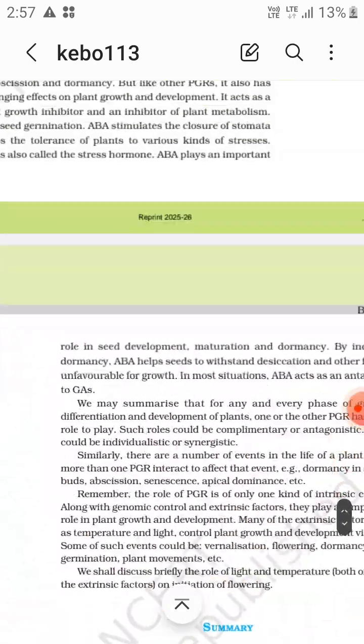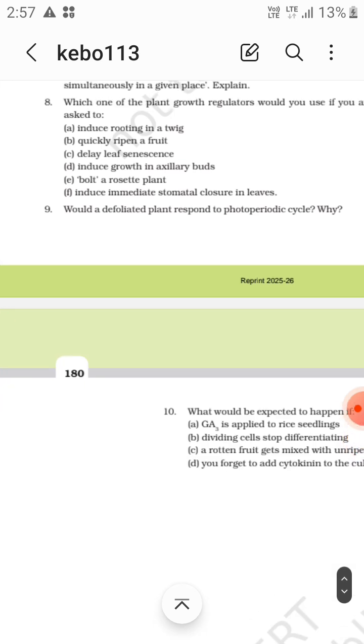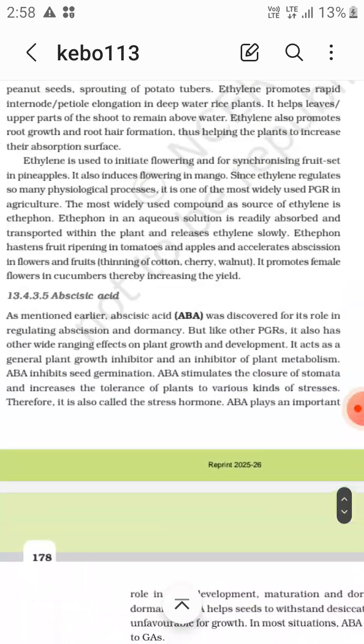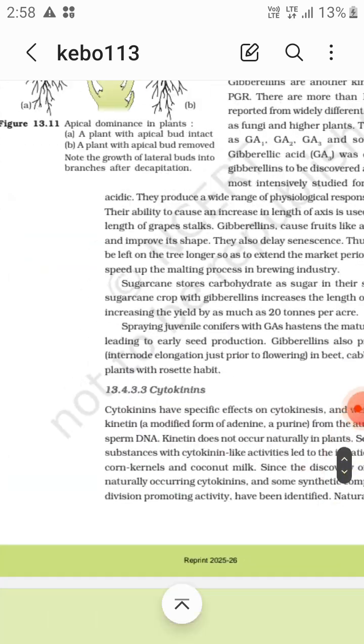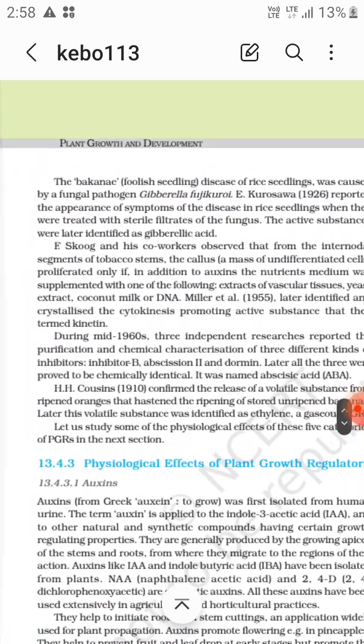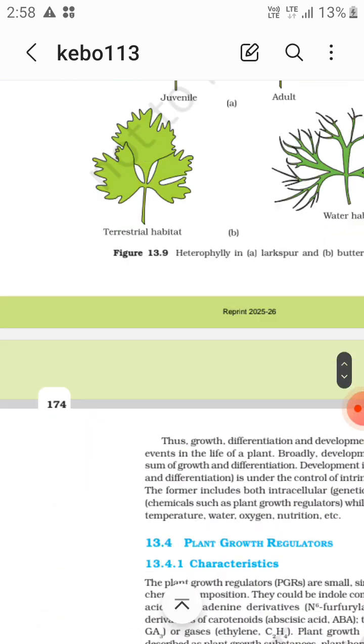So this is your chapter being done. I finish your chapter. I'm going back again to see if I left something.